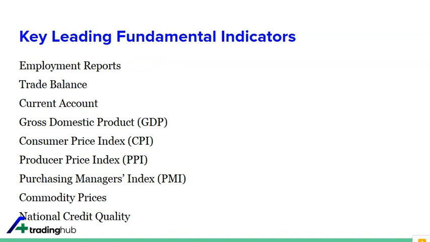The number one key leading fundamental indicators are the employment report, the trade balance, and the current account. These events I'm mentioning now, you can easily see them on the economic calendars on the websites I just listed. You can see them there and you can follow them. The gross domestic product, consumer price index, producer price index, purchasing managers index, commodity prices, national credit quality. So these are key events. They are leading indicators for fundamental analysis.